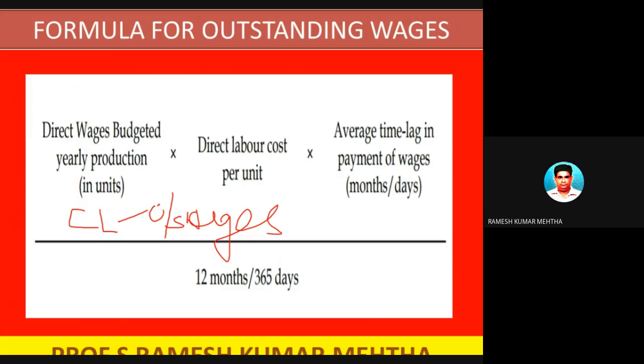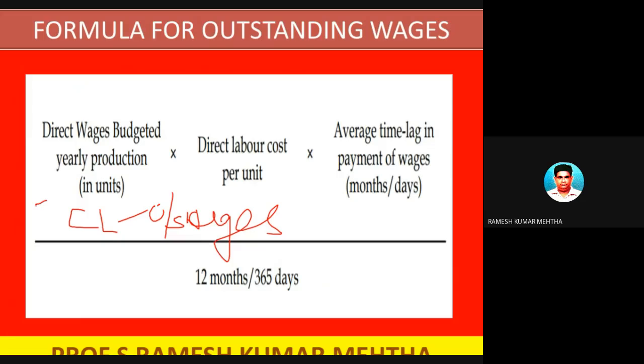So at any given period of time, whenever you prepare the balance sheet, you will find that there is an element of outstanding wages. So there is a current liability because it has to be paid immediately. You can't pay them after 2 years or 3 years. So you have to pay them immediately.